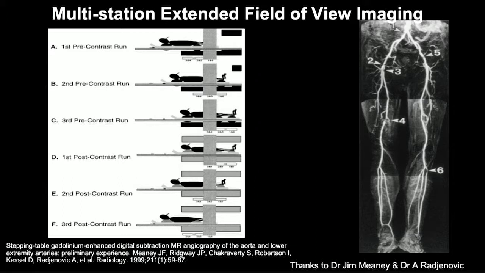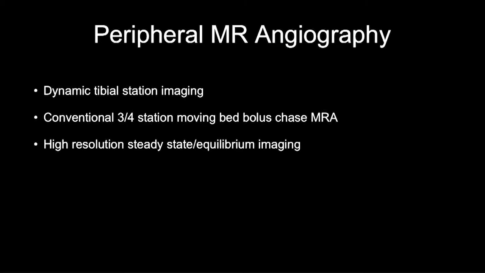I'm still using a multi-station bolus chase MRA. There is the option of continuous table movement, but it's not something I have experience with. So how do I do a peripheral MR angiogram? I do dynamic tibial station imaging, and a conventional 3-station moving bed bolus chase MRA, or 4-station can also be used, and then high resolution steady state or equilibrium phase imaging of the thighs and the leg.